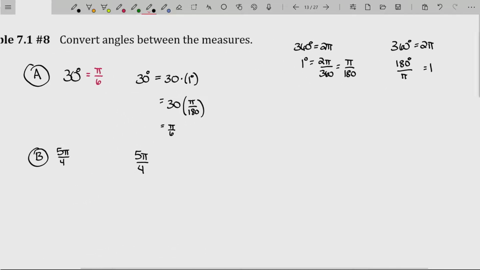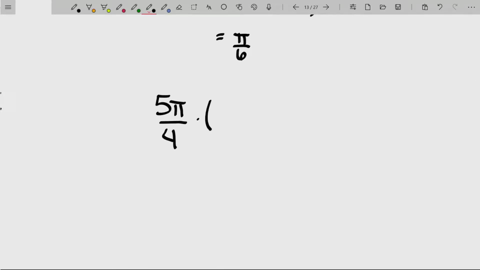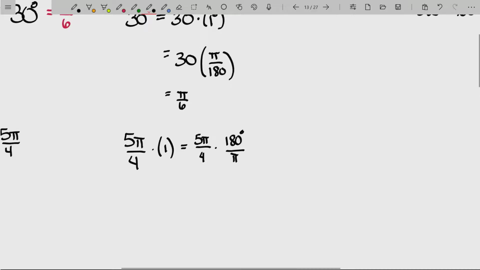So I'm going to say this is 5 pi over 4 times 1 radian. And we had our conversion there. 1 radian is 180 degrees over pi. Notice here the pi's cancel. And 4 goes into 180, let's see, 45 times.